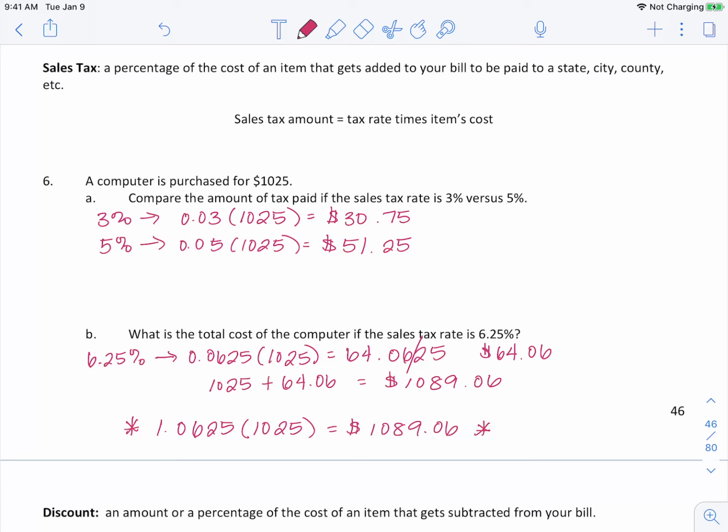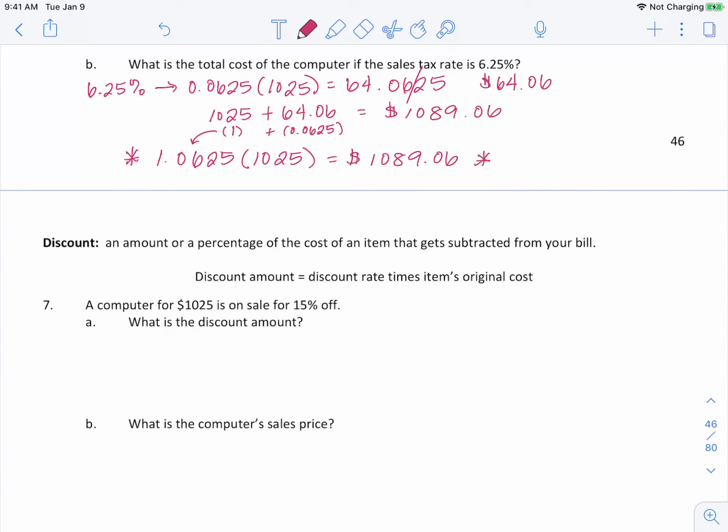Think about it. You're paying 100% of the computer, so that's 1, plus the sales tax, this is your 0.0625. If you add those two together, that gives you the 1.0625 to be the total you're paying for the computer plus the tax.